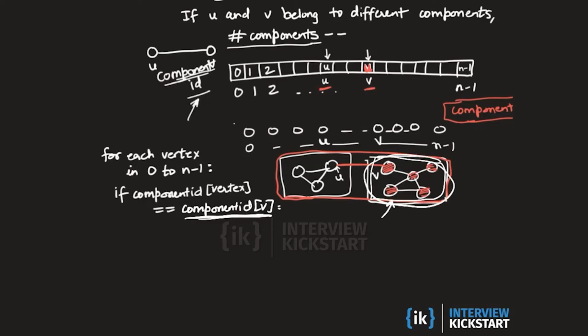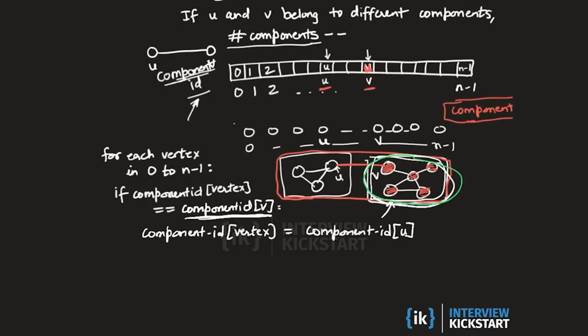So we have to check if the component ID of the vertex is the same as the component ID of v, then we have to change the component ID of that vertex to be now equal to the component ID of u, whatever the component ID of u is. So basically we have to go over every vertex, and if we find that the vertex we are at belongs to the component of v, then we have to change its ID to u.